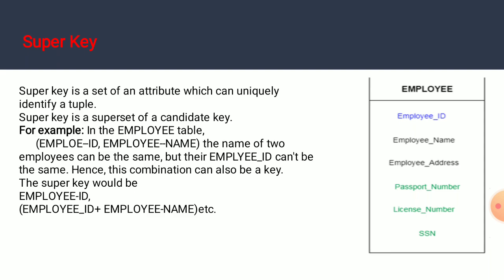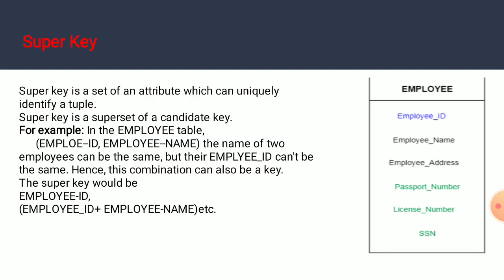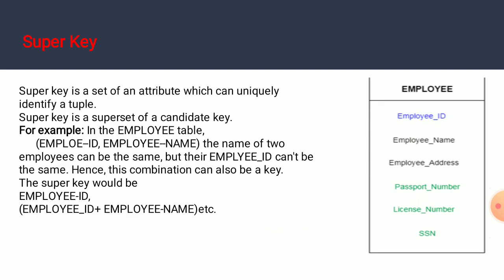In an example, we have used a relation like employee, in which we have attributes like employee ID, employee name, address, passport number, license number, and SSN. So in case of super key, all these are attributes by which we can differentiate one tuple from another. We can use these as super key.